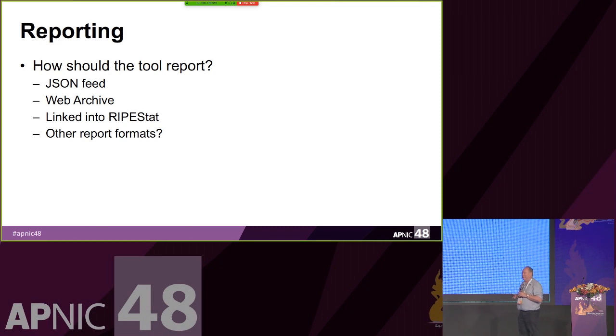How should I report? Oh, I don't know. I honestly don't know. I'm not a UI kind of person. So the standard response when you're not a UI kind of person is just put everything in JSON and hope that someone else can figure it out. And I'm happy with that because I don't care. Web archives, links into RIPEstat, other report formats, meh. I suppose if you do JSON, everything else gets solved, right?